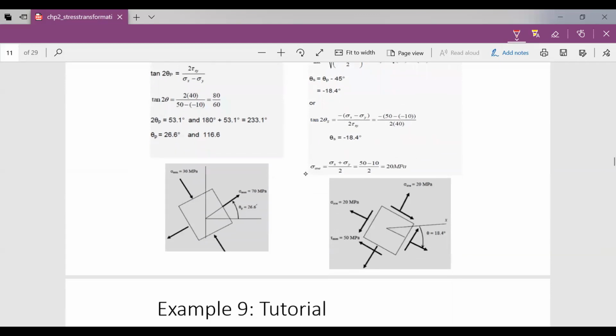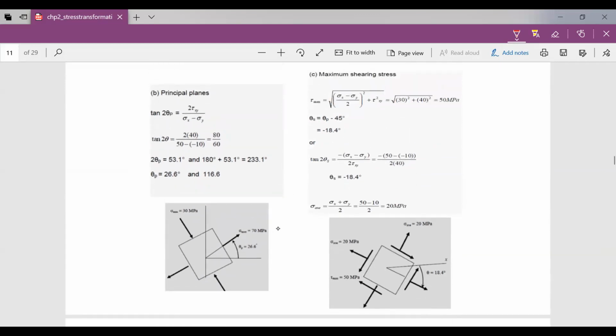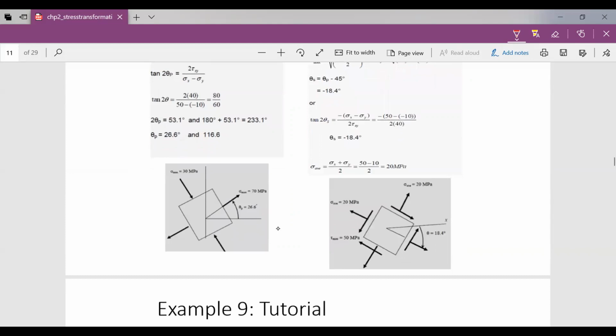So here they show very clearly exactly how it looks. As I told before, there is our sigma minimum, 30 megapascal. There is sigma max, 70 megapascal. There is the angle theta p, 26.6 degrees. As you see here very clearly, we can find the tau maximum and we can find the average of sigma x and sigma y, and we can see the direction of the movement of the angle is 18.4 degrees.